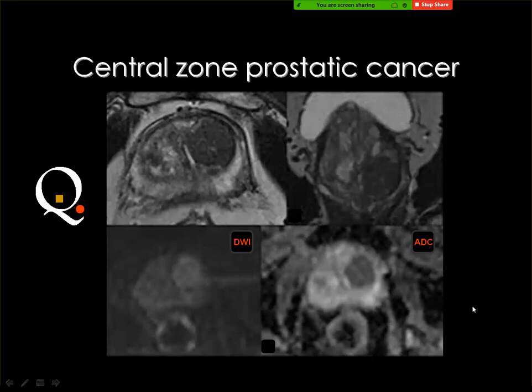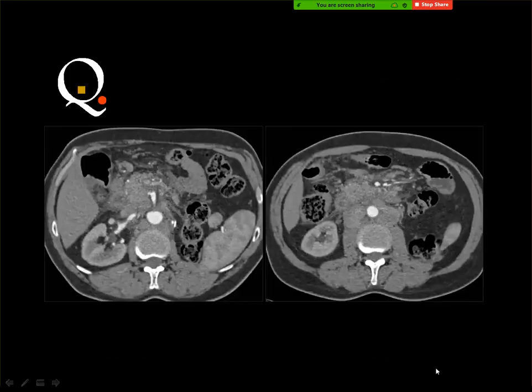You know that most prostatic cancer is located in the peripheral zone, but sometimes you get prostatic cancer in the central zone.